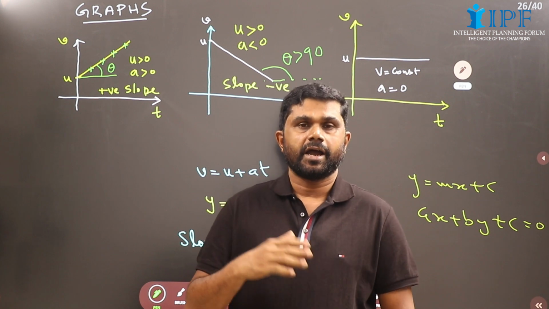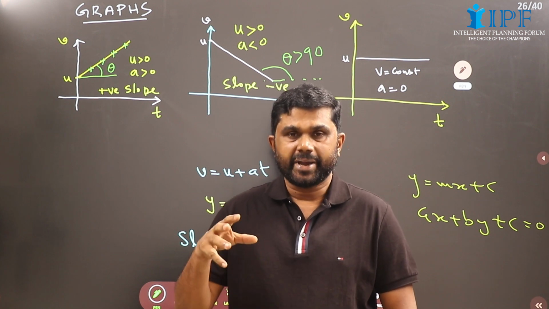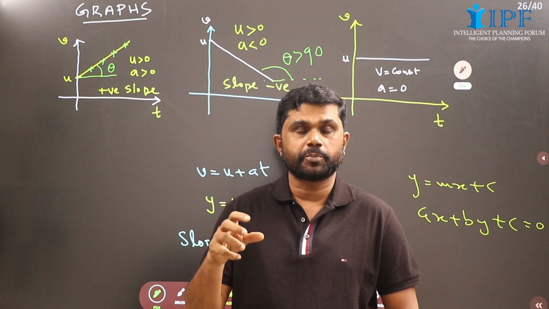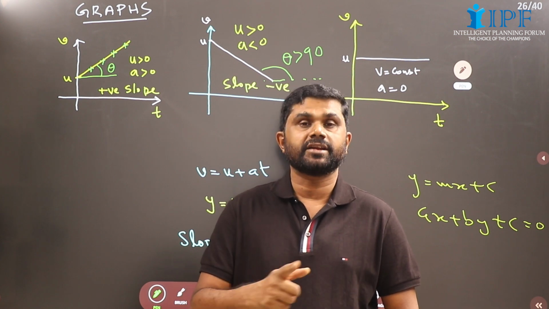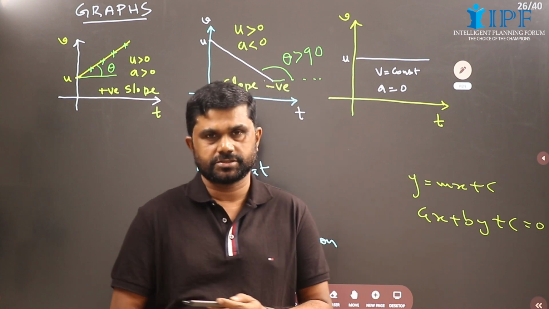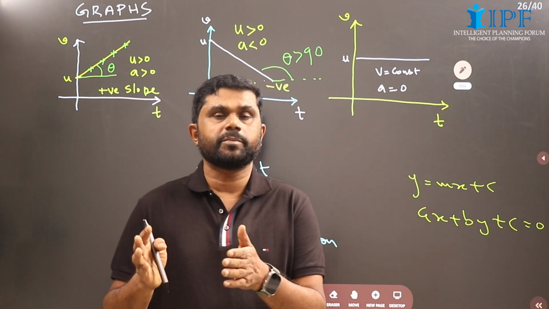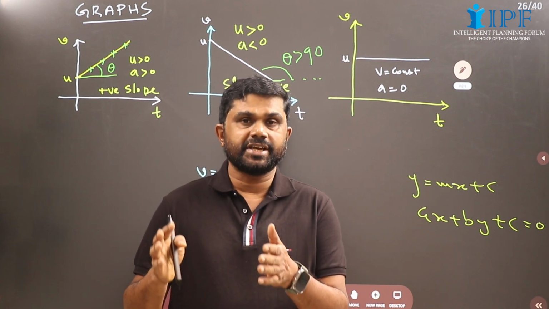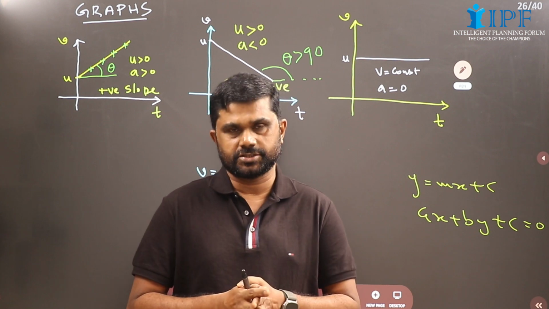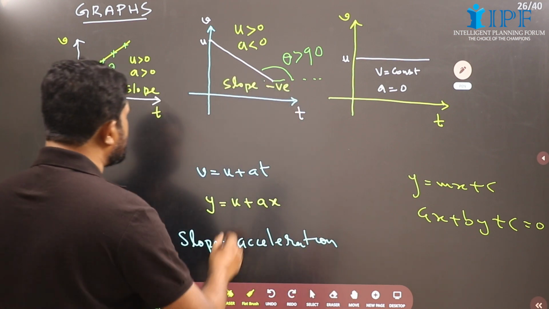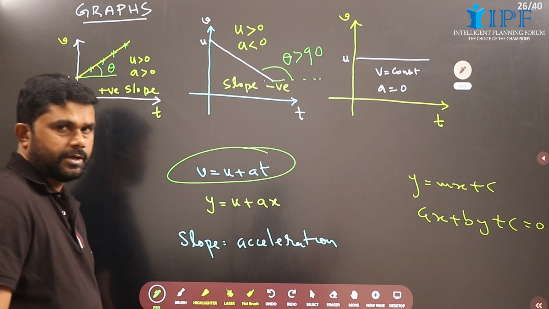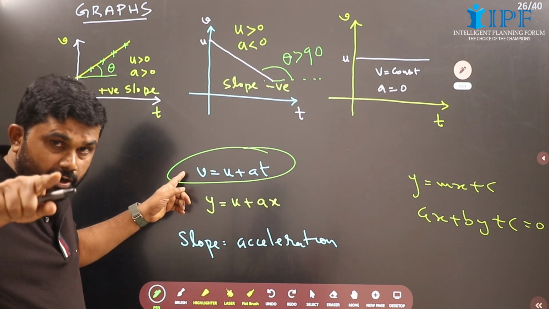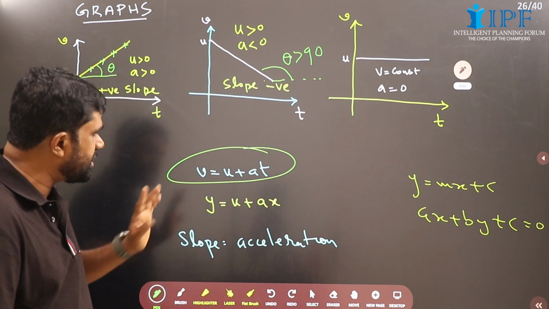I have told you earlier, in mechanics, the first quantity is to be plotted along the y-axis and the second quantity to be plotted along the x-axis. So the velocity time graph will be with the velocity along the y-axis and time along the x-axis. So we have to plot this equation, v equal to u plus at. V is the quantity to be plotted along the y-axis, so it is to be replaced by y.